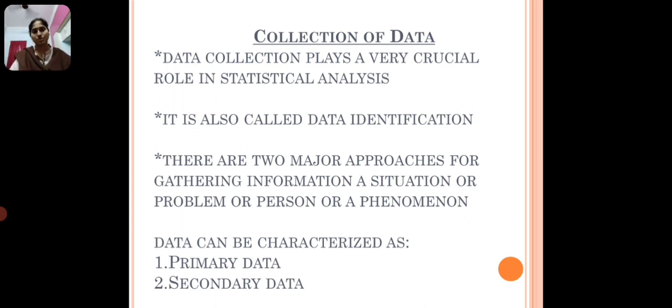There are two approaches to collect the data, primary data and secondary data. The data is classified into two types, primary data and secondary data. The primary data is collected in a certain way and the secondary data is collected in a certain way. So let's see how it is collected and the differences between them.